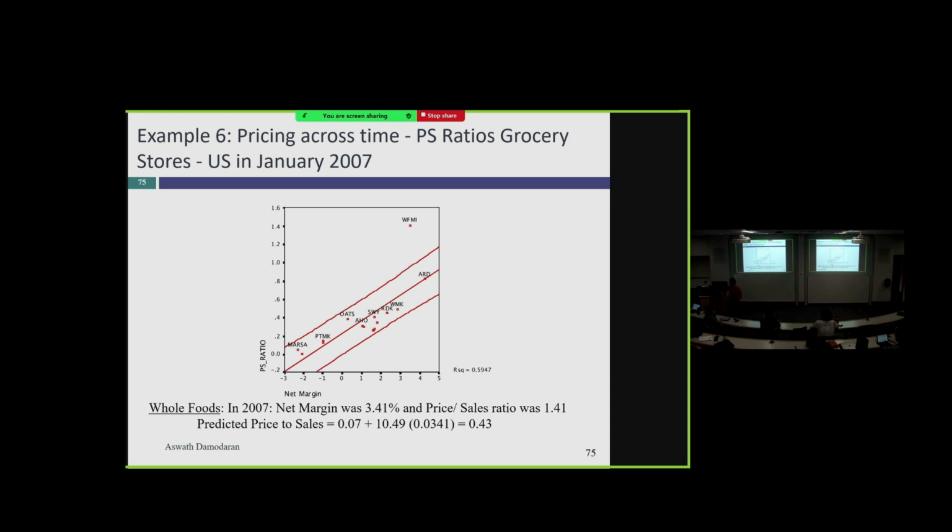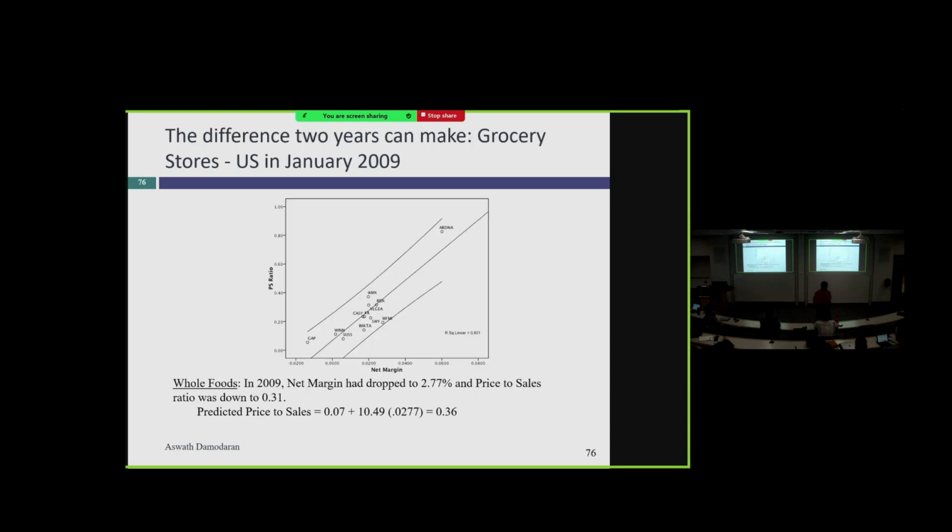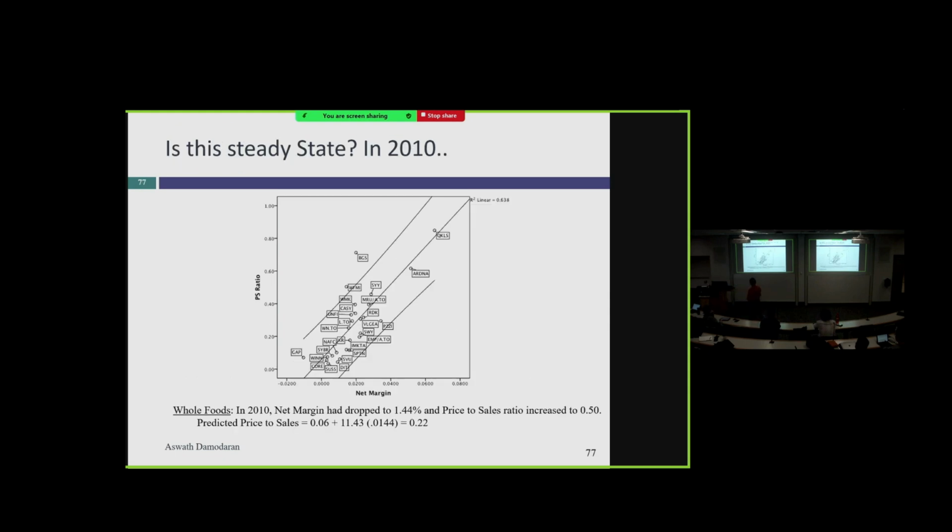So in 2007, if you asked me what I thought about Whole Foods, I'd have said they have a high price to sales, and even after I control for the fact they have higher margins, they look overpriced. This was 2 years later. Same business. Where the heck is Whole Foods? It's gone all the way from being the most overpriced to the most underpriced. It's a crisis. All of a sudden, people overreact. It's gone from most overpriced to most underpriced. And in 2010, it's back to being overpriced again.